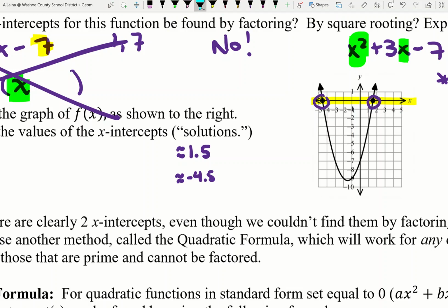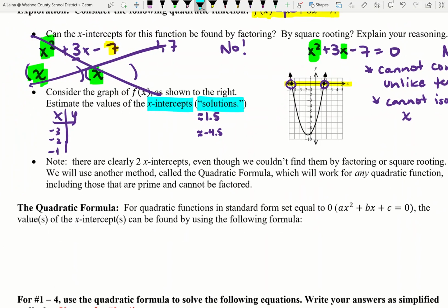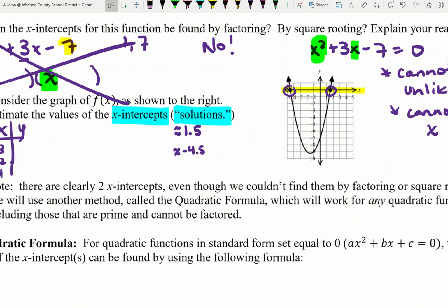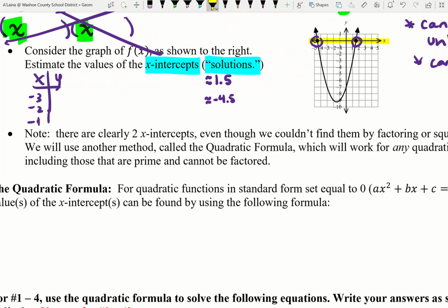I do want you to notice that when they reference x-intercepts here, they have in quotation marks that these could also be called solutions. We'll explore that idea a little bit more. There are two x-intercepts. We can see that in the graph. What we can't see is that our x-intercepts are not whole number answers, which is why we couldn't find them by factoring, or rational answers. So there's another strategy. It's called the quadratic formula.